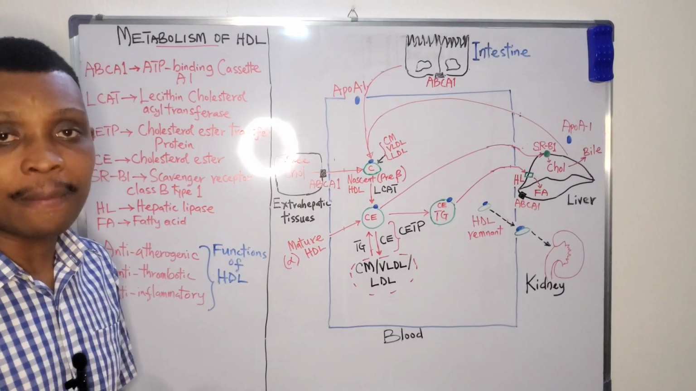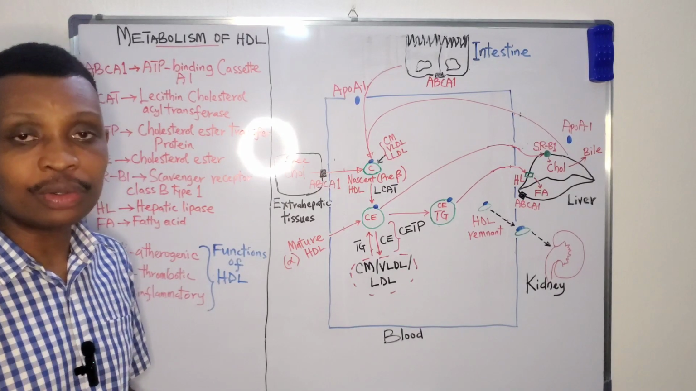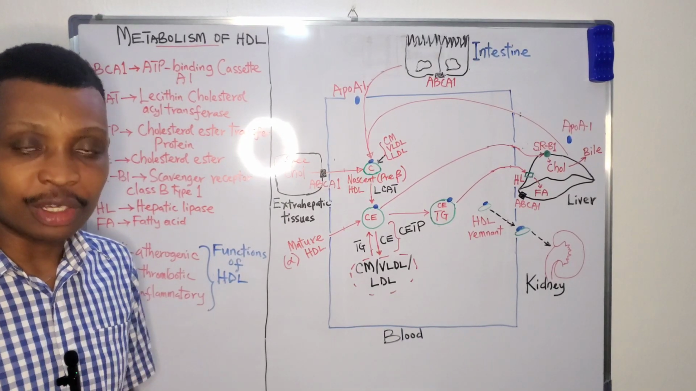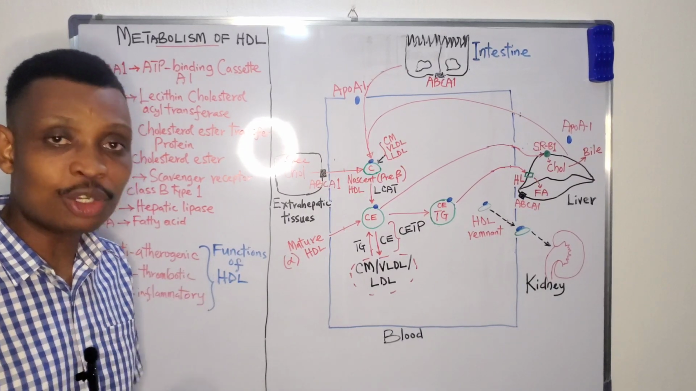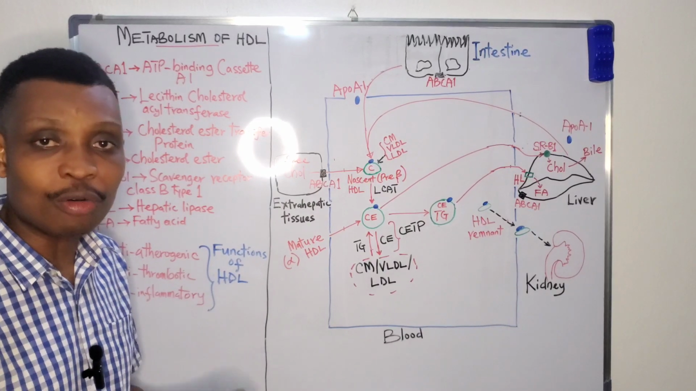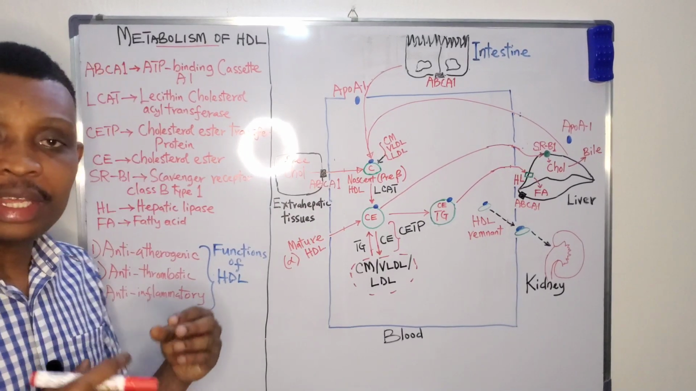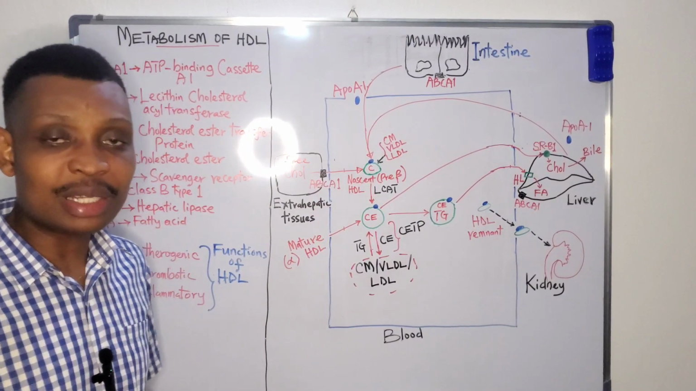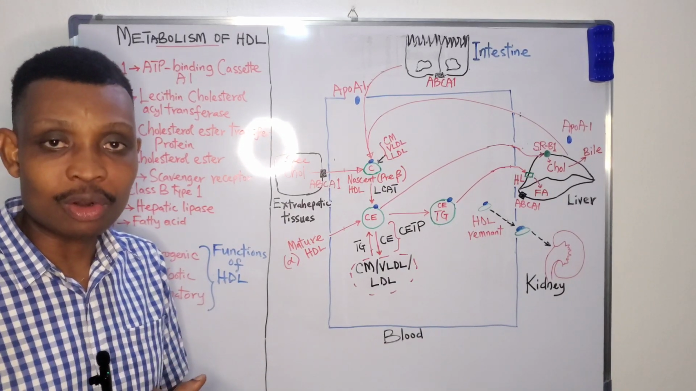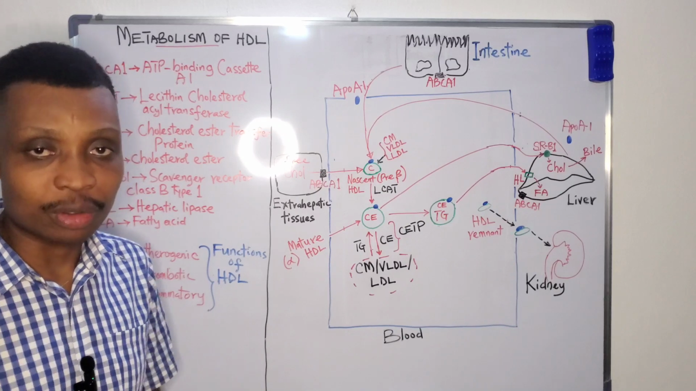The first is the formation of the HDL particle. The second is HDL cholesterol esterification, or esterification of the HDL cholesterol. And then the third one is the metabolism of HDL itself. The formation of the HDL particle begins with the synthesis of a type of protein called ApoA1.